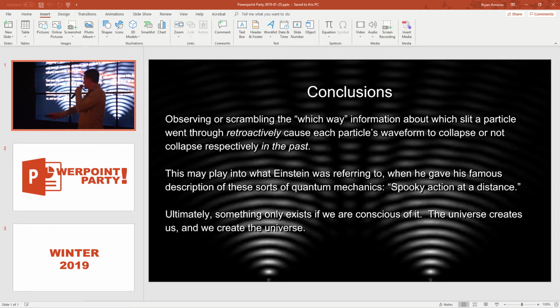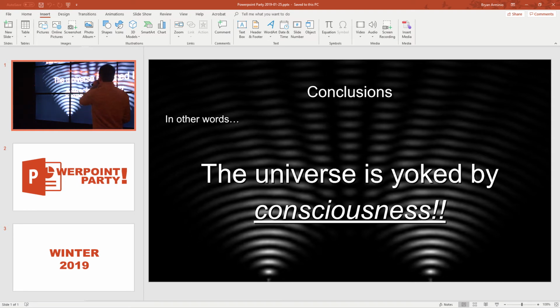Basically, it sums up to this. Ultimately, something only exists if we are conscious of it, observing it. The universe creates us, and we create the universe. In other words, the universe is yoked by consciousness.